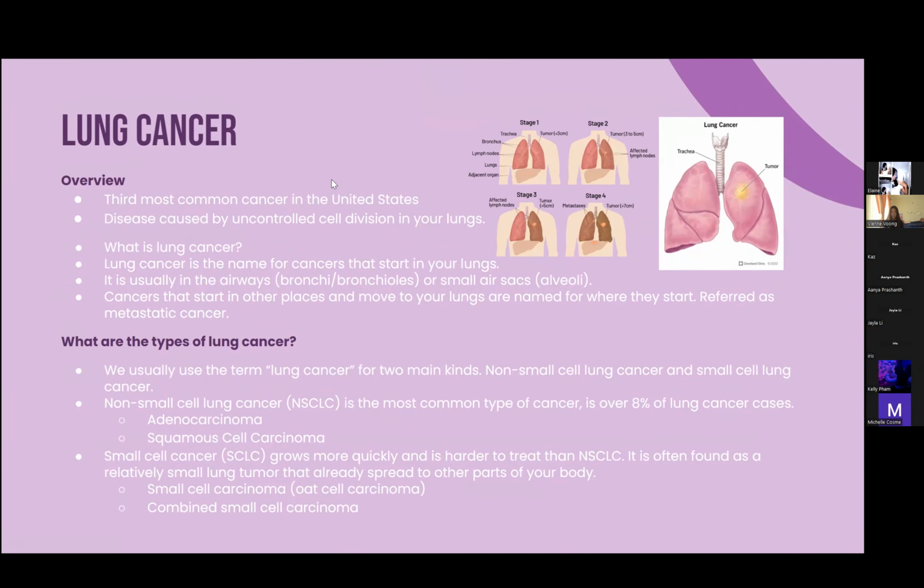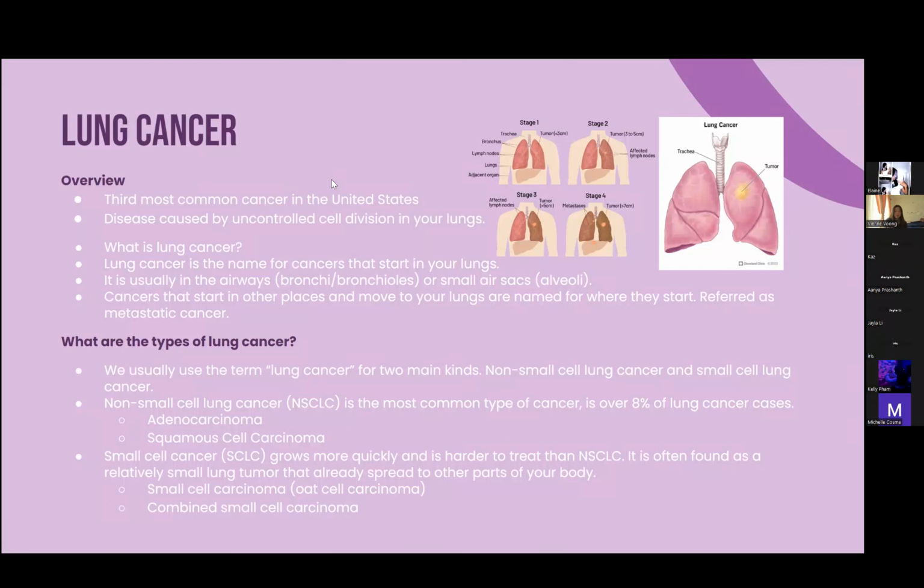So lung cancer is the third most common cancer in the US. It is a disease caused by uncontrolled cell division in your lungs. Lung cancer is a name for cancers that start in your lungs. It is usually in airways like bronchi or bronchioles or small air sacs called alveoli. Cancers that start in other places and move to your lungs are usually named for where they start. Many will refer to this as metastatic cancer.